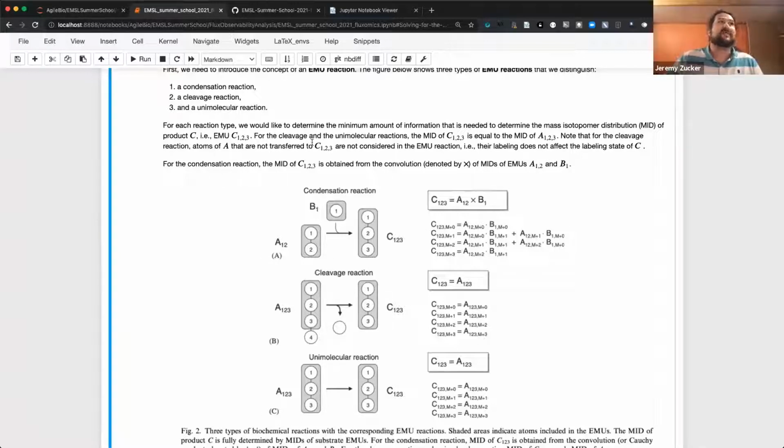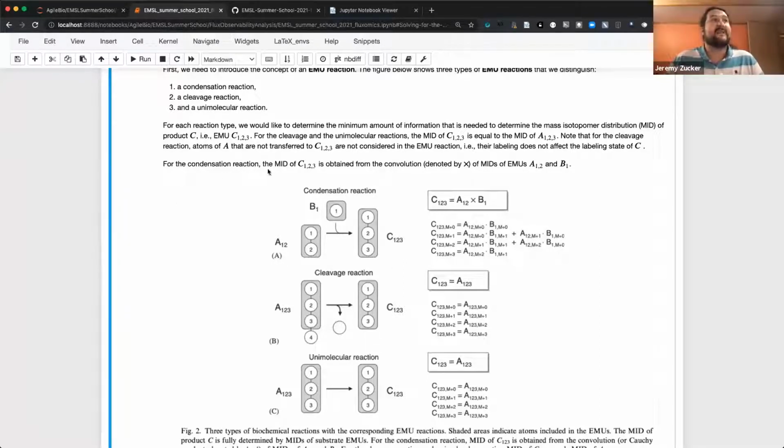So for each reaction type, we would like to determine the minimum amount of information that's needed to determine the mass isotopomer distribution of the product C, so EMU C1, 2, 3. For the cleavage and unimolecular reactions, the MID of C1, 2, 3 is equal to the MID of A1, 2, 3. Note that for the cleavage reaction, the atoms of A that are not transferred to C1, 2, 3 are not considered in the EMU reaction. So their labeling does not affect the labeling state of C.